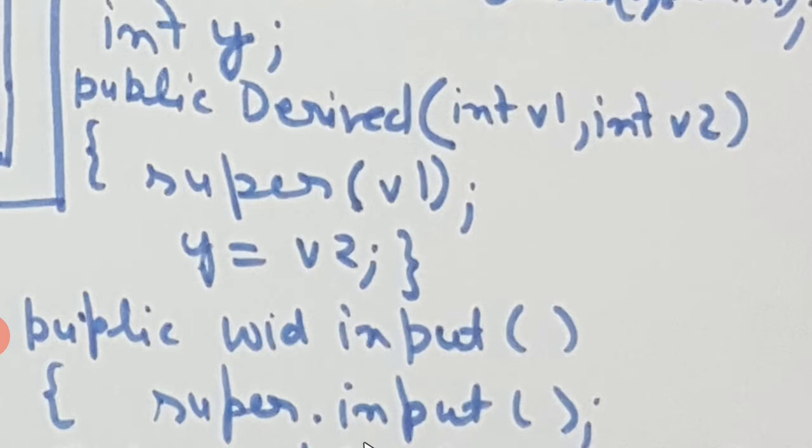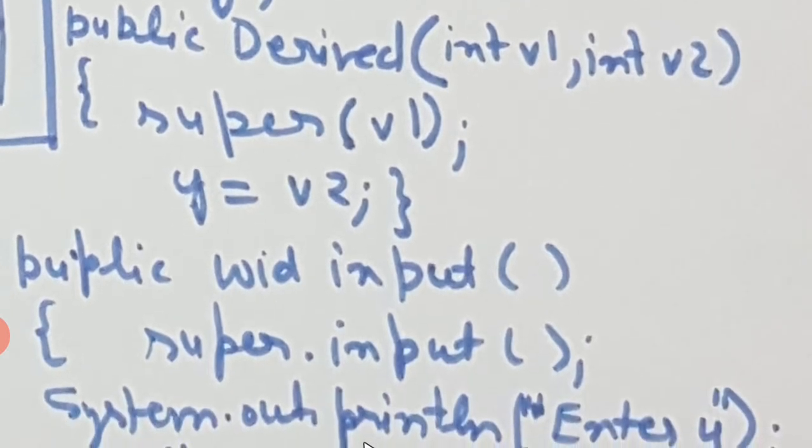So I have to enter the data for x first. For that, I need to call the input function of the base class. So how do we call the base class function? Again the keyword super. But this time there is no parenthesis, because that was for the constructor. Here super is not a function, it simply refers to the base class, and using this you can call the base class function input: super dot input.